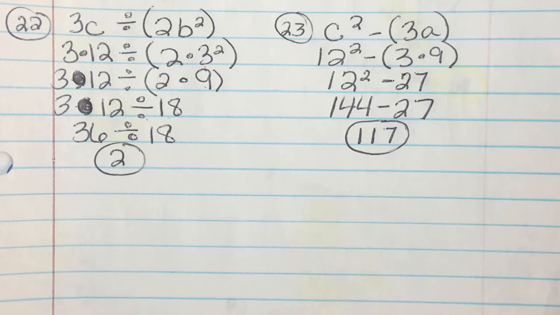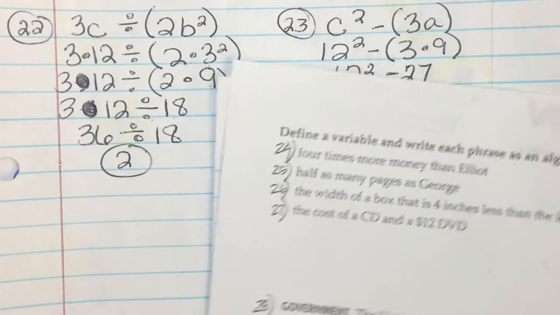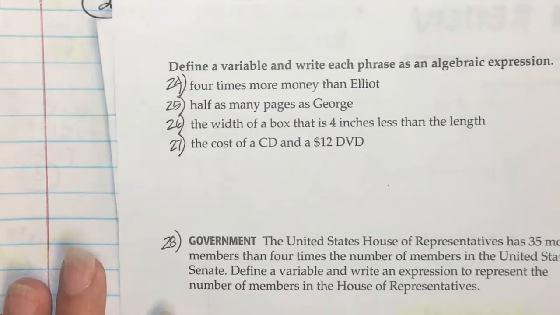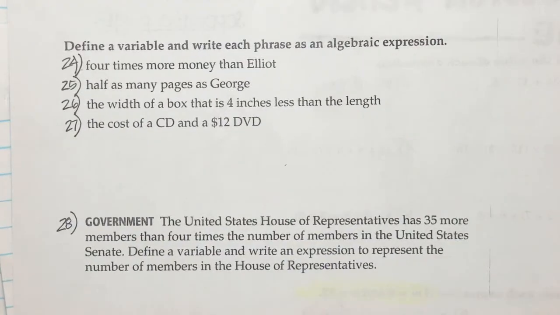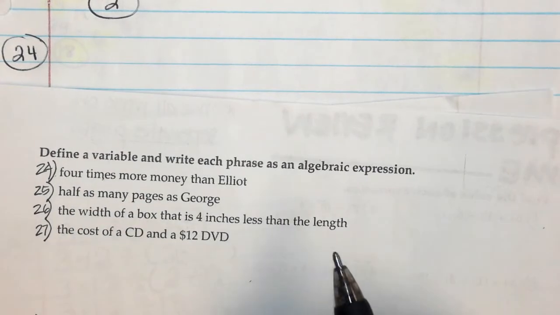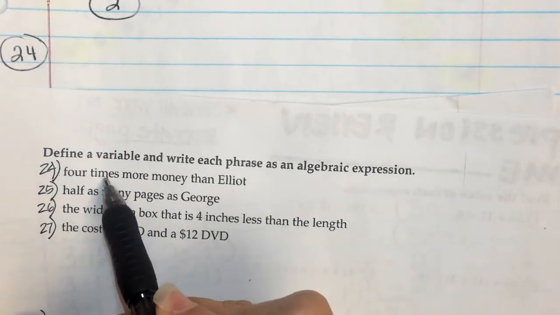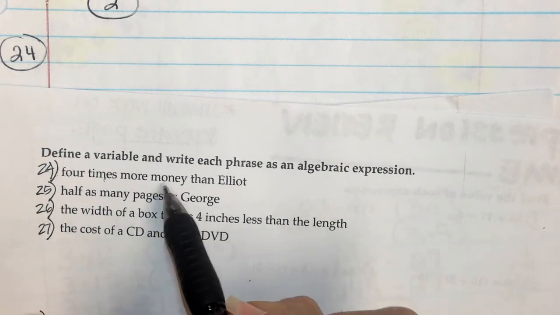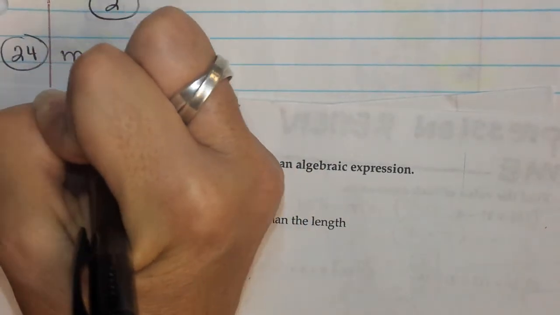Now, on the back, this is where I really want to go into explanation. First, define a variable, then write each phrase as an algebraic expression. So, 24 says 4 times more money than Elliot. Now, our unknown, the first thing you want to do is define a variable. What is the unknown? Is it 4 times? Is it money? You know what 4 times means, right? The money, right? So the M is the money for Elliot.